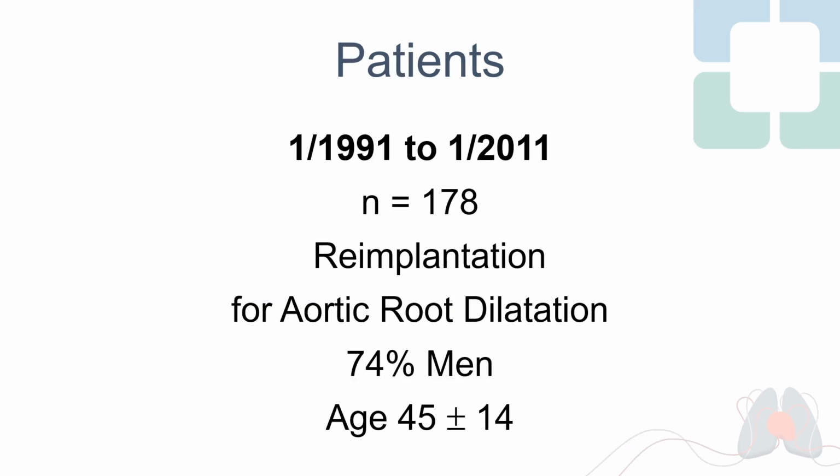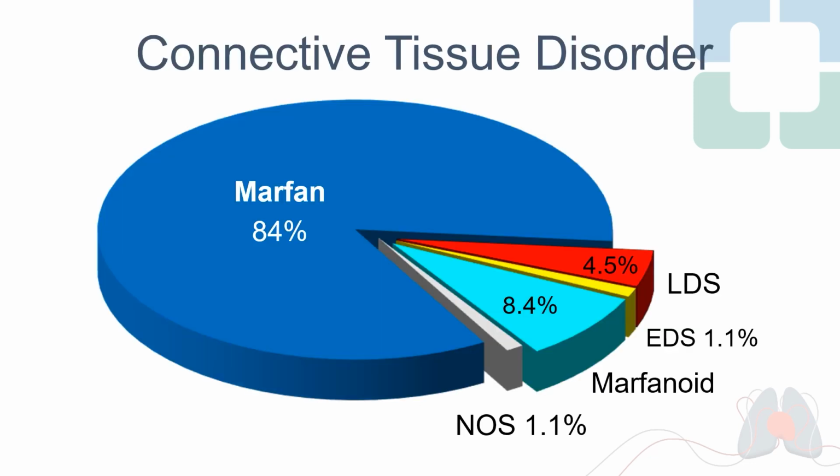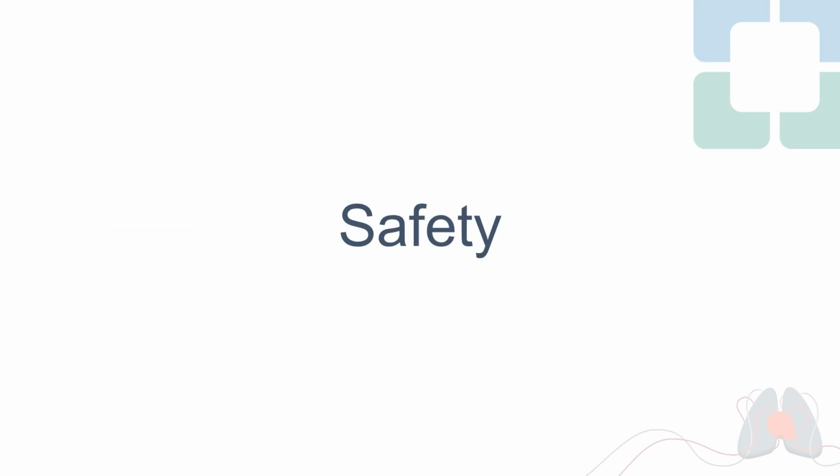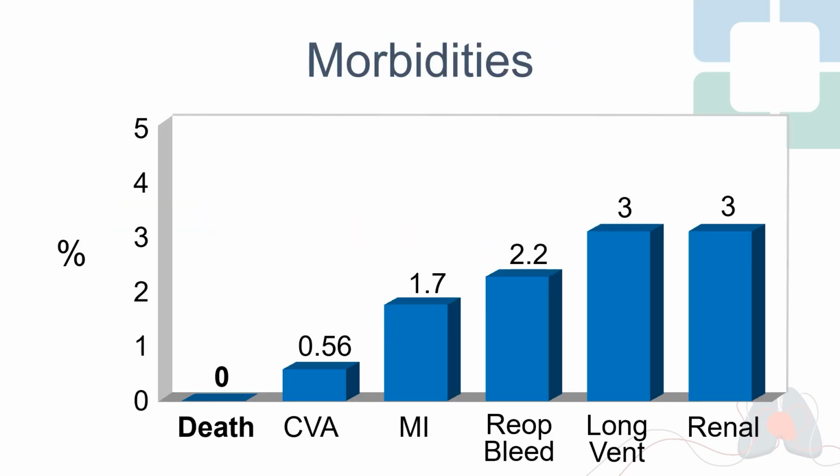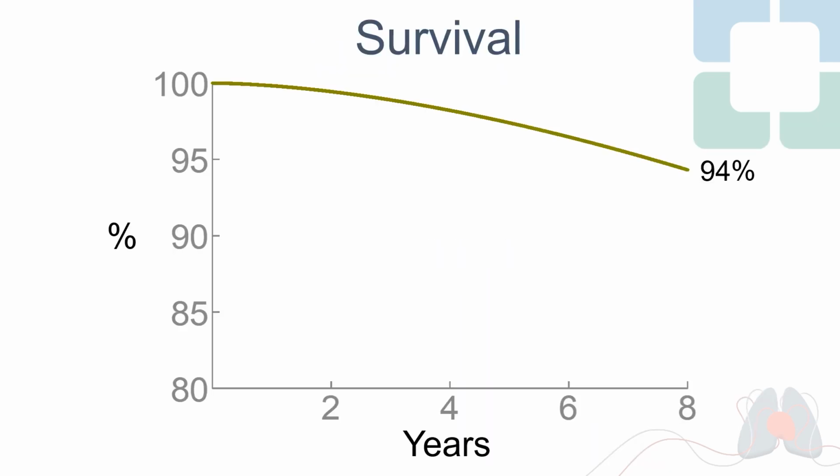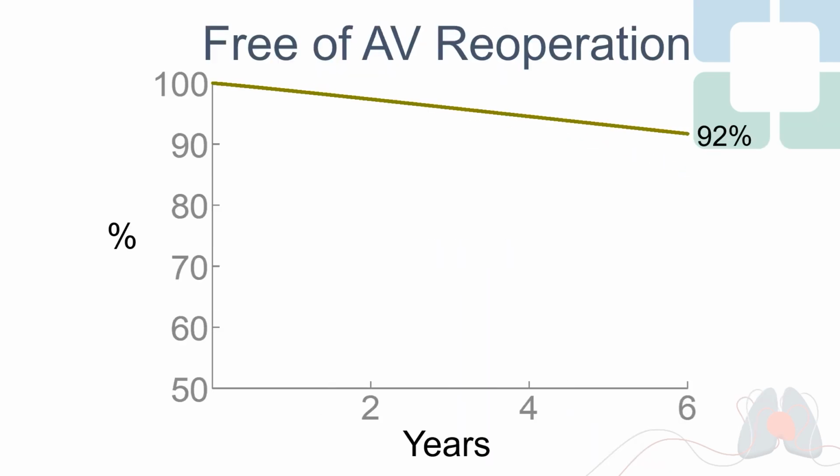Our first study was 178 patients up to 2011. And there was a mixture of patients, Loeys-Dietz, Ehlers-Danlos, and Marfanoid patients, and then the rare group of the NOS type of connective tissue disorders. What about safety? There were no deaths in this operative series, and the effectiveness looked really good out to 8 years. Freedom from aortic valve reoperation was also very good out to 6 years.